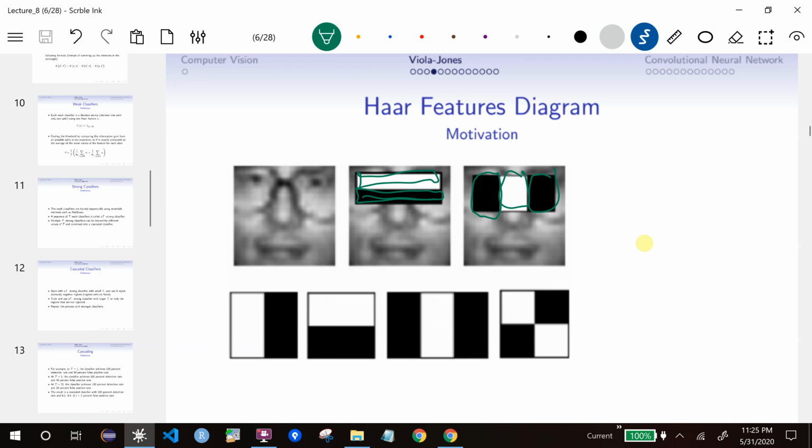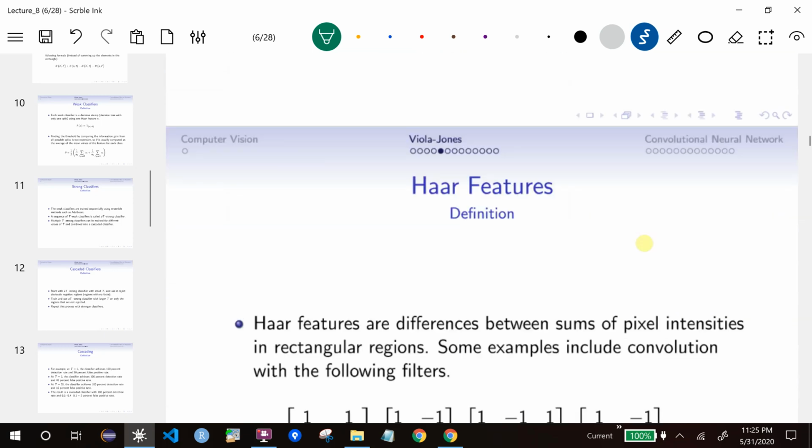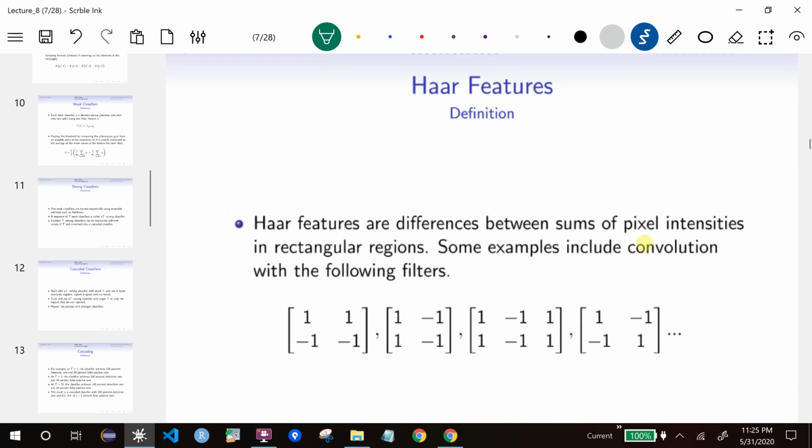And they seem like they are just sums of pixel intensities and taking the difference. And it looks like they are very easy to compute. And actually, they are called Haar features. And in general, Haar features are just rectangular regions, the sum of their pixel intensities, and taking the difference between multiple regions. And it's summarized here. They are just differences between sums of pixel intensities in rectangular regions. That's the very simple definition.